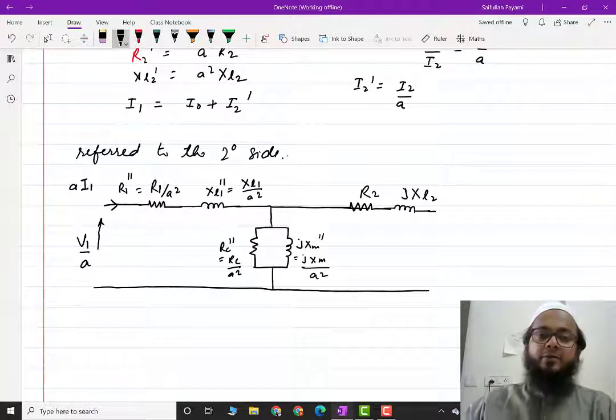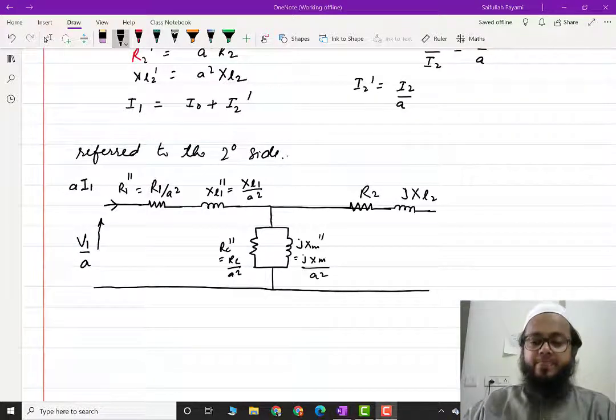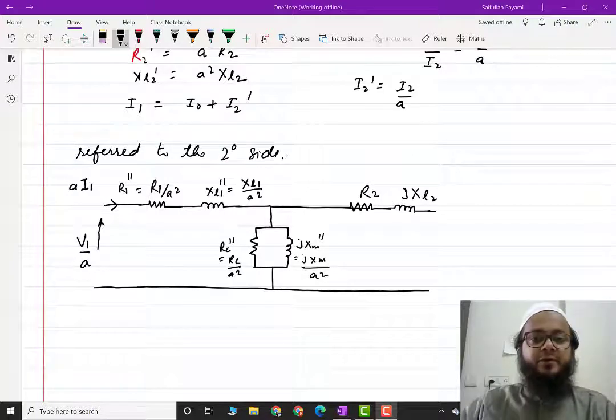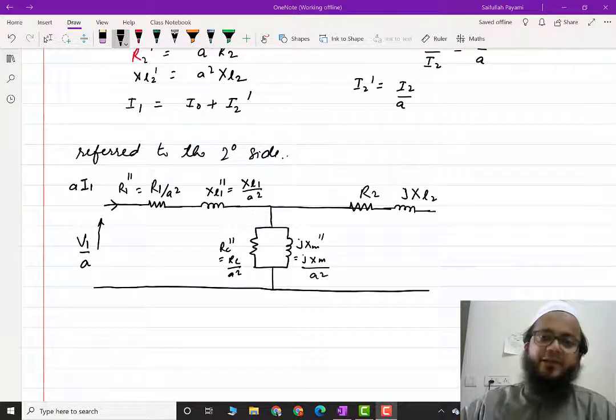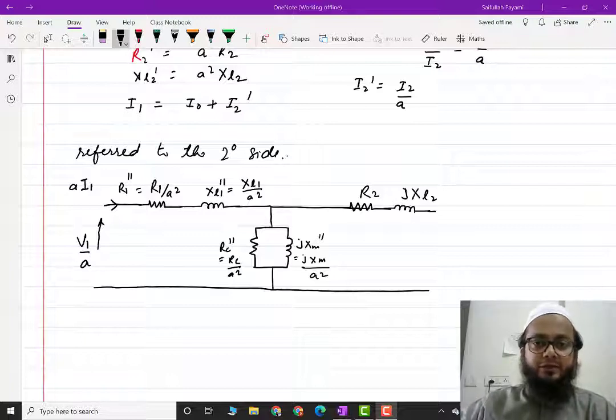So we will stop here, and in the next class we will discuss one or two approximate equivalent circuit diagrams of the transformer, which are needed for some of the problem solving where we don't bother about the shunt branch parameters. So we will take this up in the next class, and then we will talk about the tests to find these parameters of a transformer, the open circuit test and short circuit test. Okay, so we'll stop here.